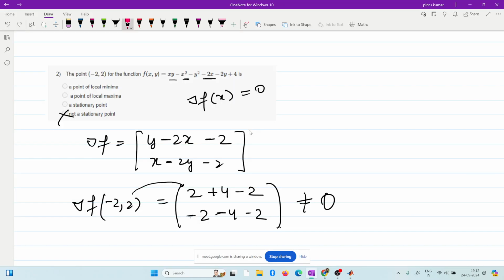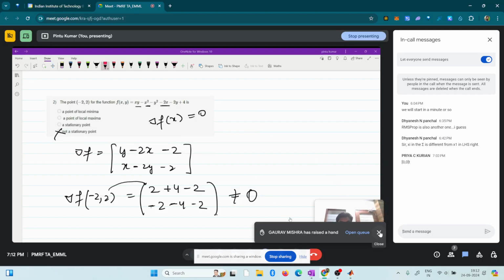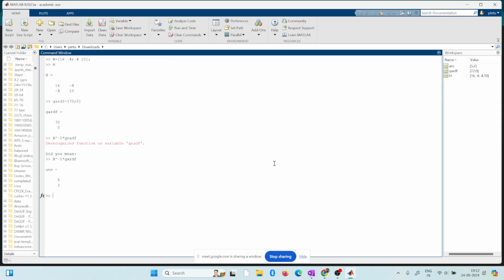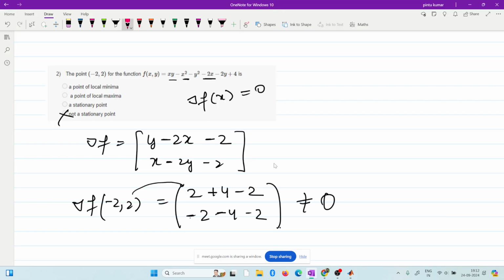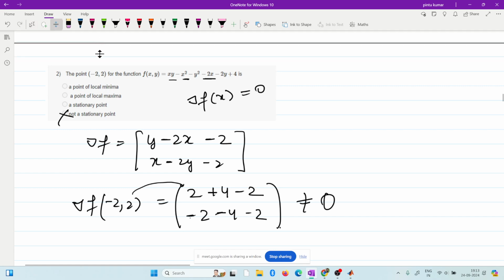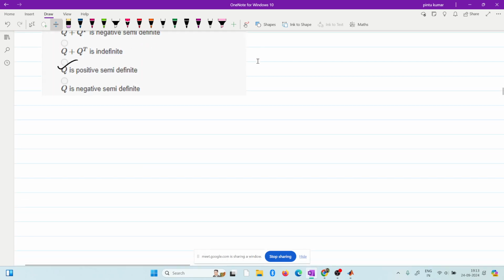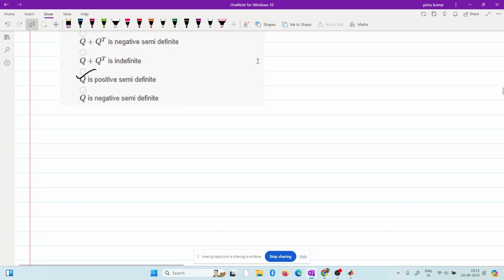Yeah, Gaurav Mishra, you can just unmute and speak. My question is not related to this particular question you are trying to solve. Okay. Actually, I just want to see how we can define a convex quadratic programming problem. Okay. So you want to know how can we... I just want to know the definition of convex quadratic programming problem.